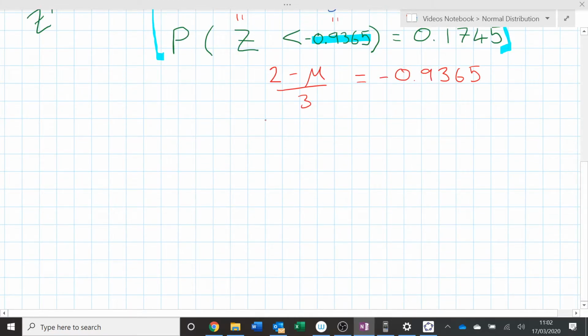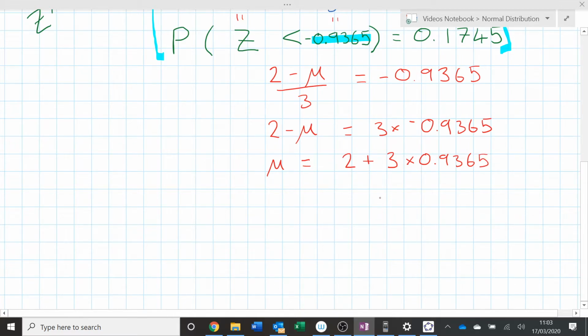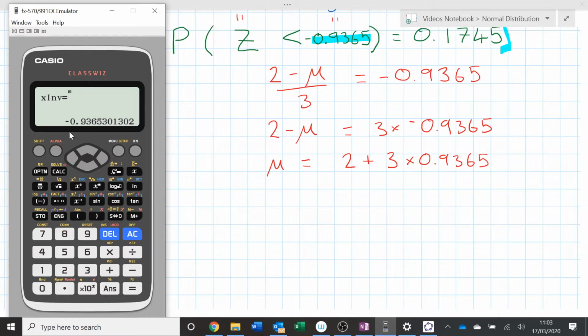So to finish off, I'm going to say 2 minus mu is equal to 3 times minus 0.9365. Add mu to both sides, subtract, and we will see that we get mu is equal to, with a bit of thought, 2 plus 3 times 0.9365. Note that I did minus a minus there at one point. We're going to be clever with our calculator. I'm going to store this value as A. I'm going to go back to the start, and I'm going to say 2 plus 3A.